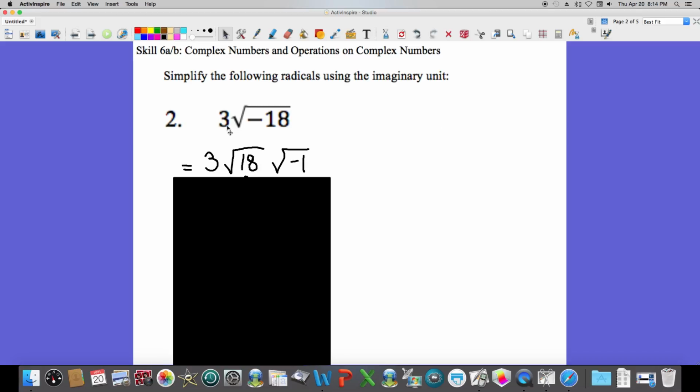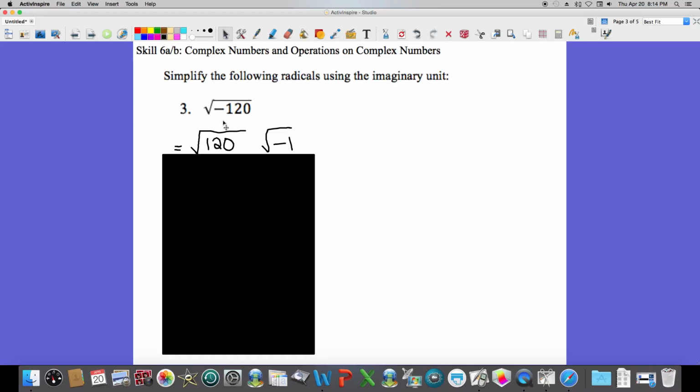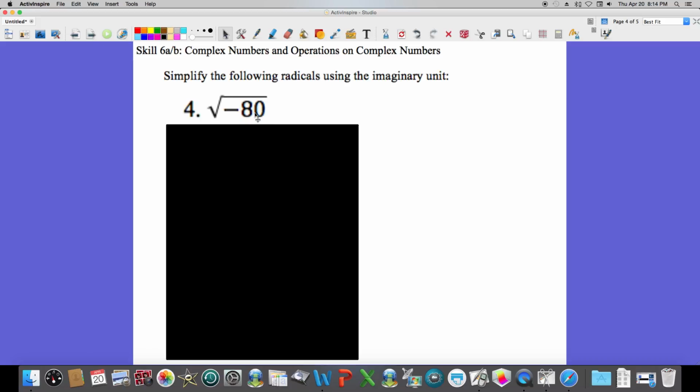The 3 was out, it was not underneath the radical, so I just left it alone. And the square root of -18, I split it apart and took the square root of positive 18 times the square root of -1. And here, I'll take the square root of positive 120 times the square root of -1. That's going to be my first step anytime I have a negative radical. Again here, I'm going to take the square root of positive 80 times the square root of -1.